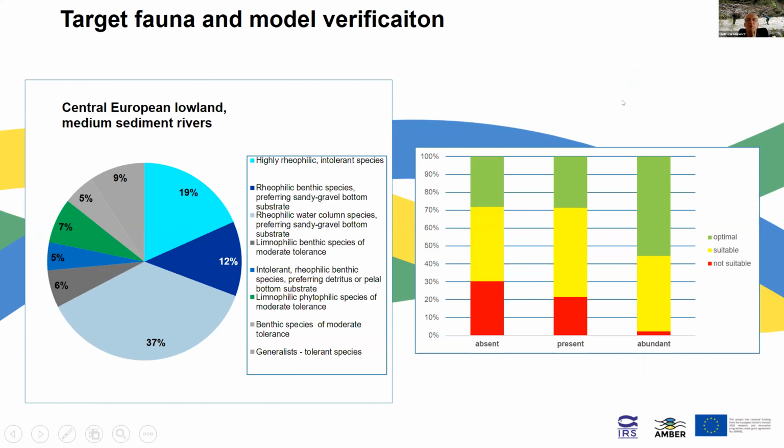Before we went very deep into the model, we also verified how the model performs. We collected fish data and compared model predictions of optimal, suitable and not suitable habitat with the fish observations. Units where we caught no fish actually had a greater proportion of not suitable habitat. But more importantly, the units that had a lot of fish were predicted to have a lot of optimal and suitable habitat. So it basically confirmed that the model performs very well and is very predictive.